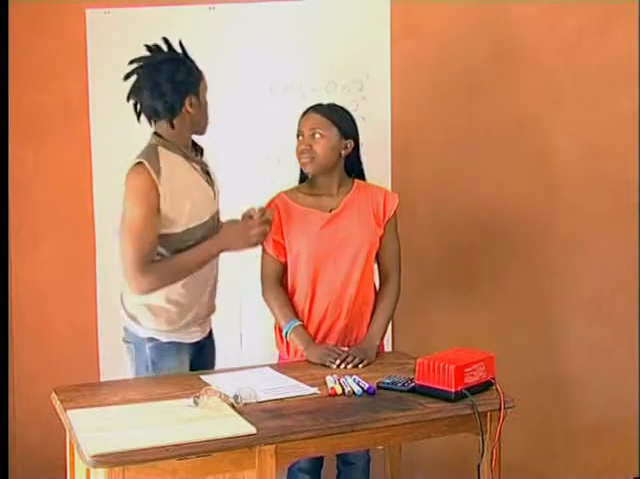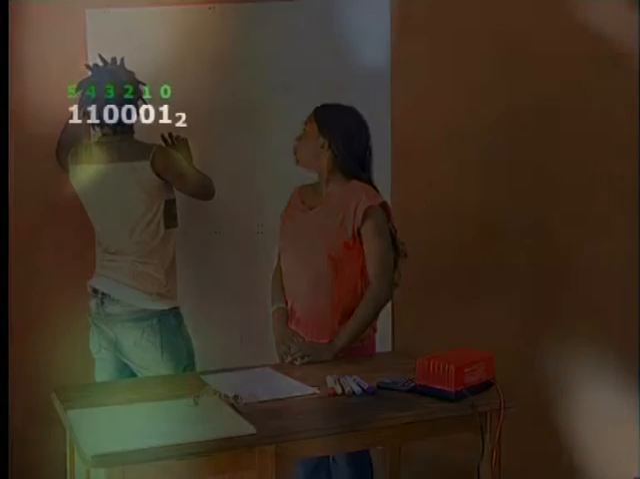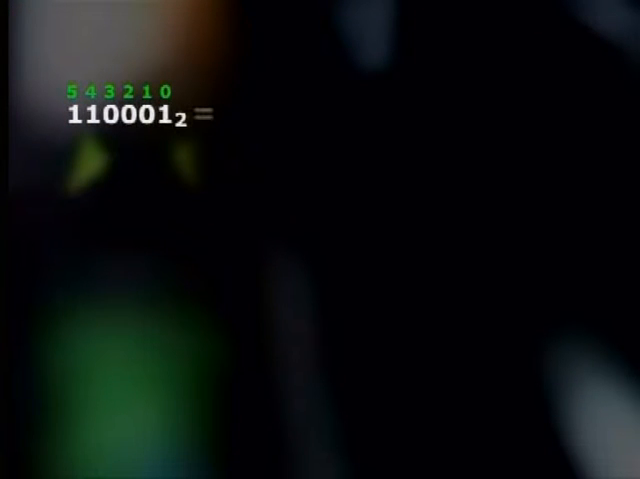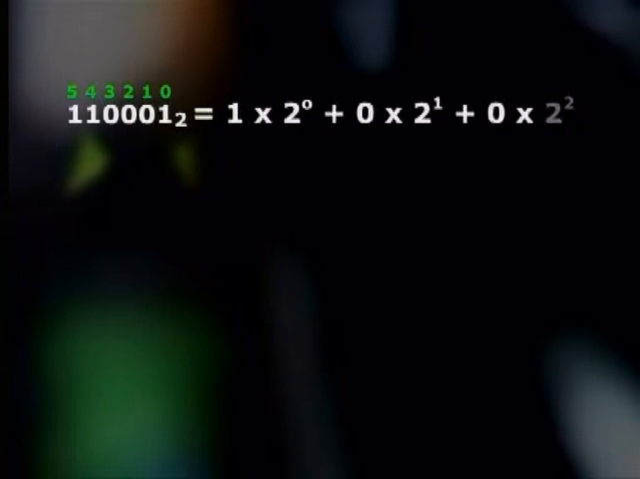Archie, you look very doubtful. Why don't you convert it back to decimal to check? Okay, let's try this. That's going to give us 1 times 2 to the power of 0, plus 0 times 2 to the power of 1, 0 times 2 to the power of 2, then plus 0 times 2 to the power of 3.